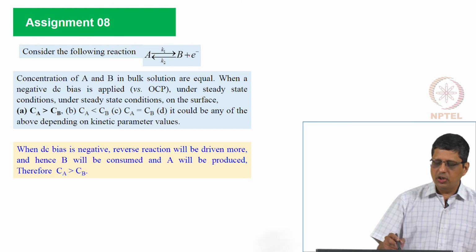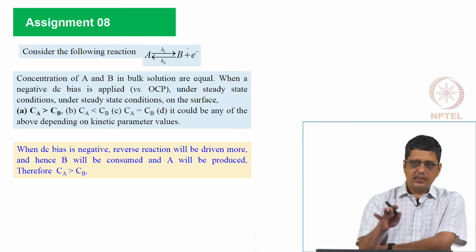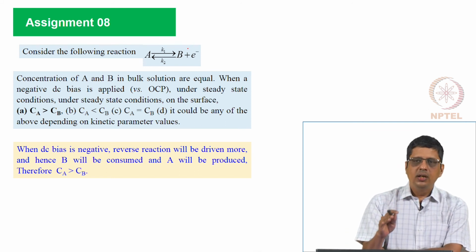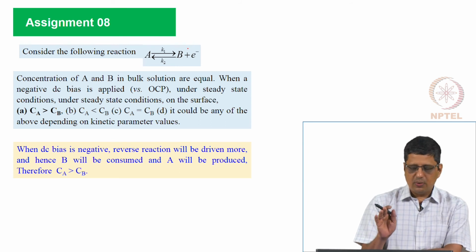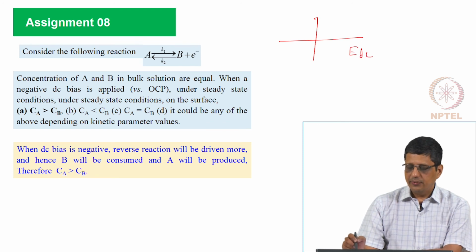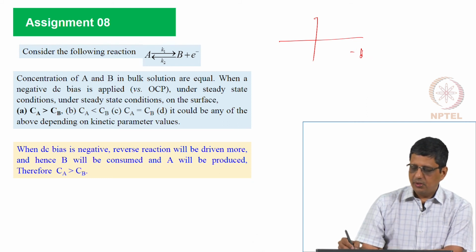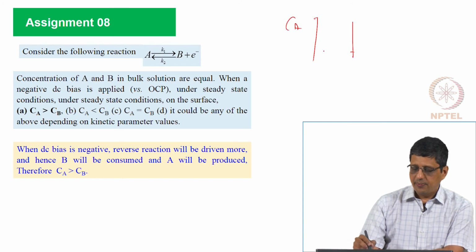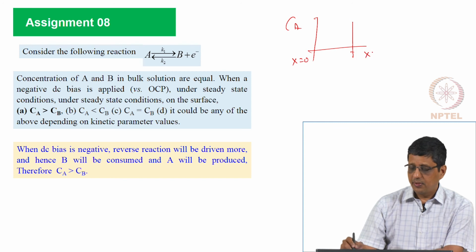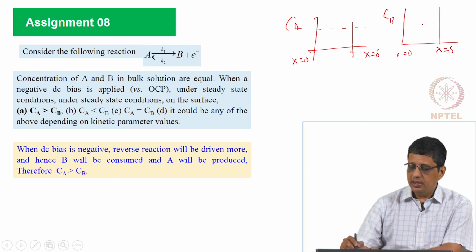Now, consider the reaction A going to B plus electron. So, N equal to 1 here. Initially, the concentration of A and concentration of B are equal, and in the bulk solution they are always maintained equal. When we apply a negative DC bias and a steady state condition, so initially they are equal.